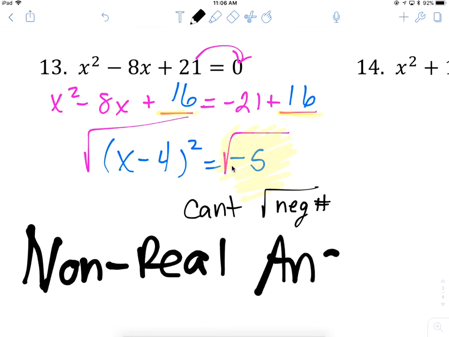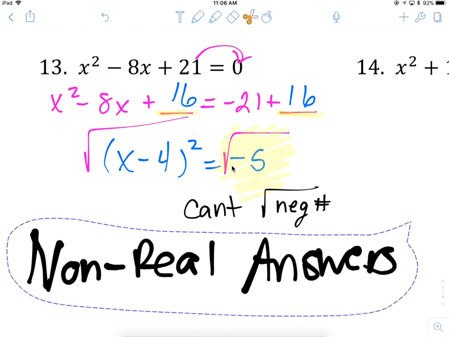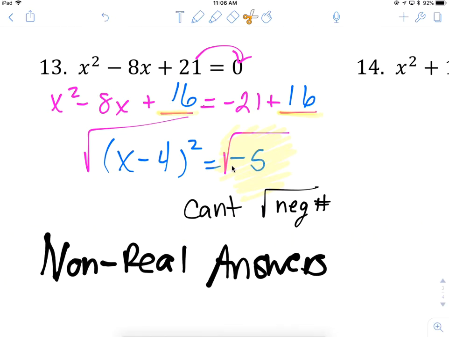non-real answers. Okay, I know you get excited for those, but I do need you to understand that I have to see this much work. I have to see why you're writing it. You can't do it from the 21, you can't do it from the 16, you can't even do it from the -5. It is not until you actually attempt to square root that negative that I want to see non-real answers. Okay? All right, so this one is done.